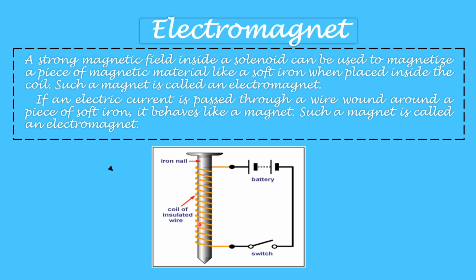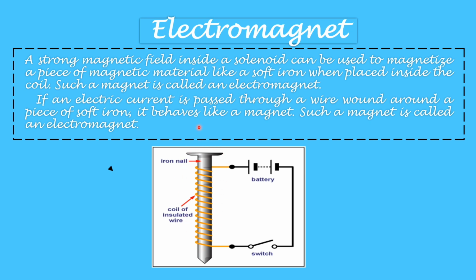So let's see, when an electric current is passed through this iron nail, when it is wound with a wire around it. This is a piece of soft iron. It behaves like a magnet when current is passed through it. So this magnet is called an electromagnet.